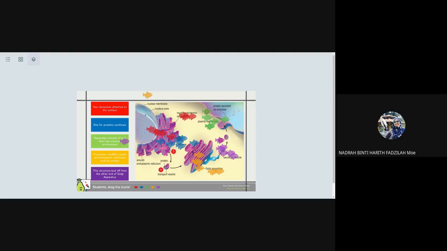Separates the content of the cell from the external environment is the function of the plasma membrane. Okay, semua orang betul kat situ. Yang warna orange ialah description untuk Golgi apparatus. Good. And then warna purple description untuk secretory vesicle.